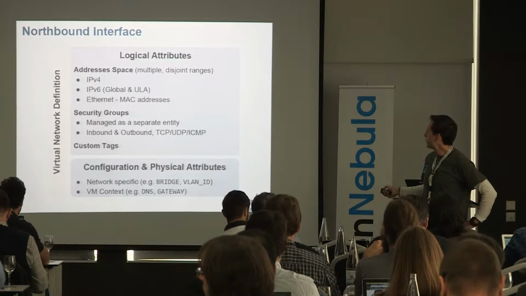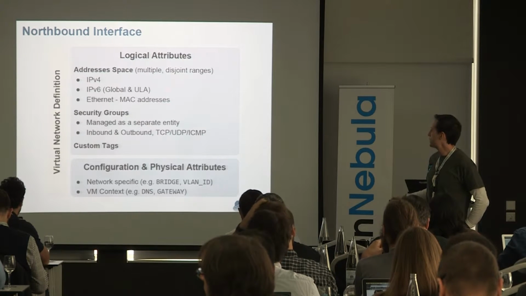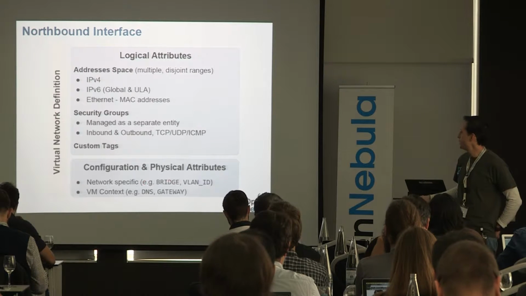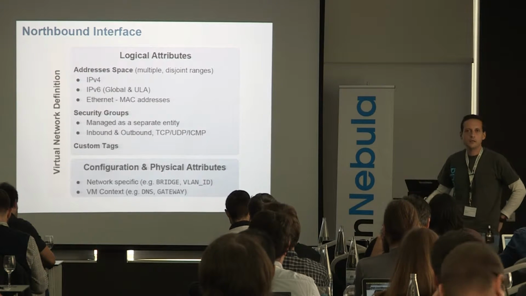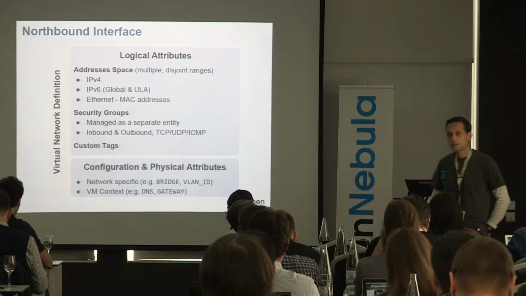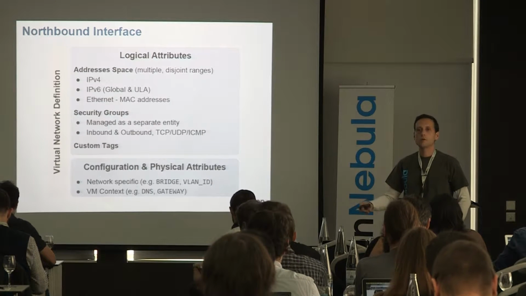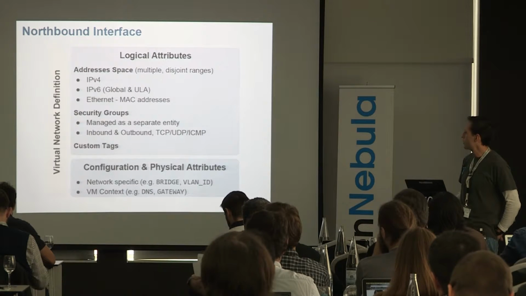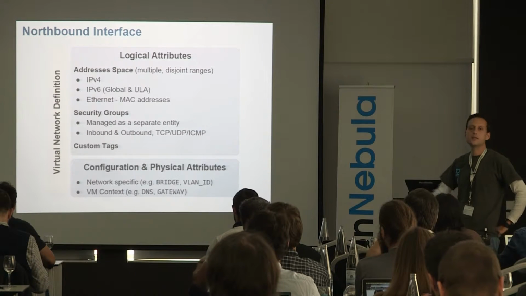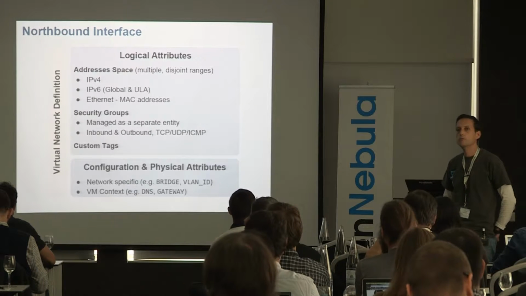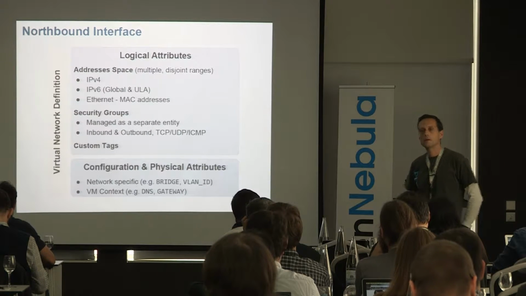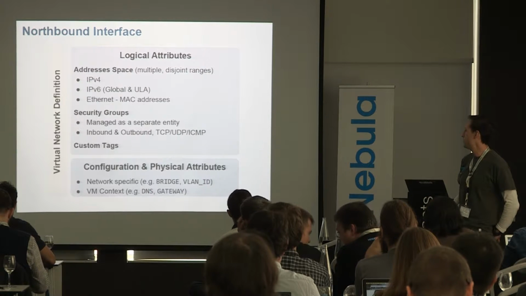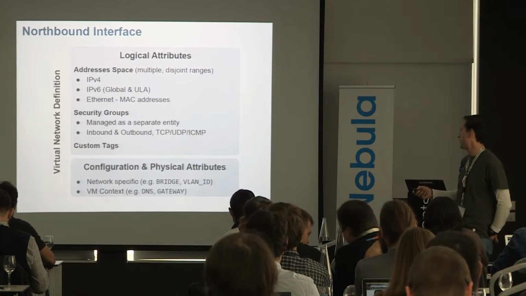Apart from these logical attributes, we have some physical or configuration-specific attributes, which are basically the VLAN ID and the name of the bridge we are going to interface with to set up the virtual network. We also have some contextualization information, the DNS that should be used with this network and the gateway in this network, and the context package uses this information to configure the VMs from the guest, right?